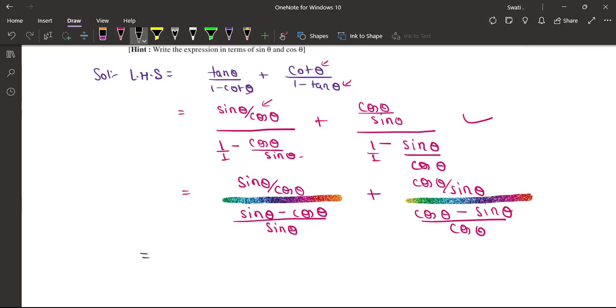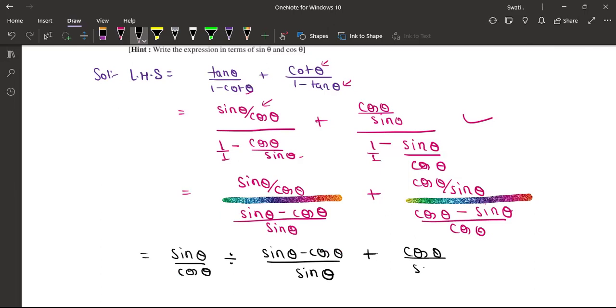अभी क्या करेंगे मान्या? हम ऑफ कोर्स इस पार्ट को लिख सकते हैं sin थीटा बाय cos थीटा डिवाइडेड बाय जो भी डिनोमिनेटर में है, दैट मींस sin थीटा माइनस cos थीटा अपॉन sin थीटा, राइट? सेम चीज हम इसके साथ भी कर सकते हैं. cos थीटा अपॉन sin थीटा and then this division sign cos theta minus sin theta upon cos theta. ये वाला स्टेप क्लियर है?